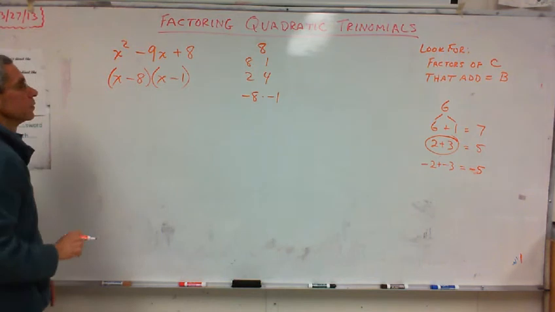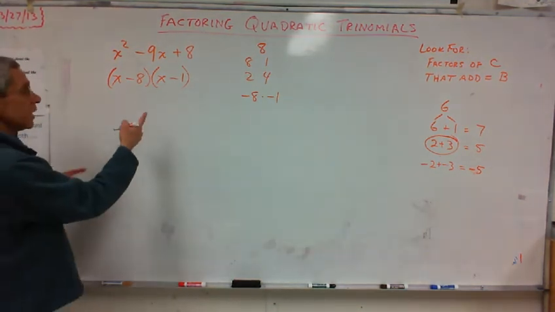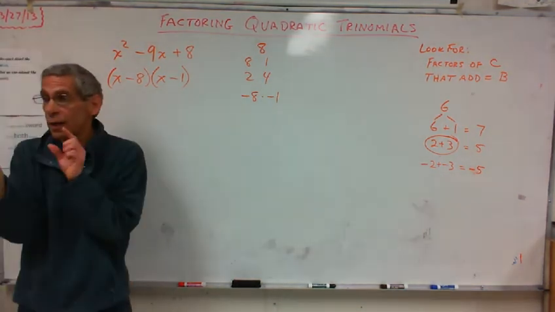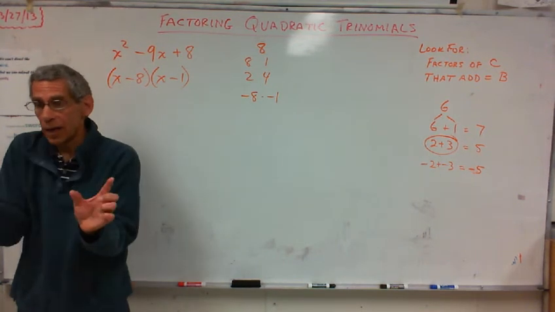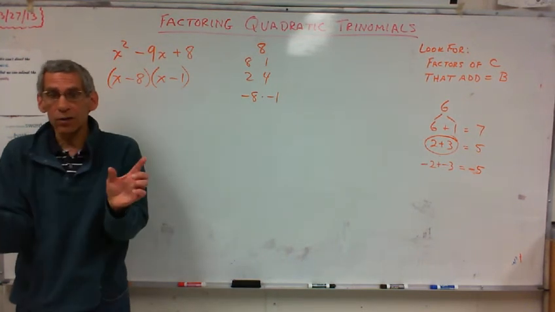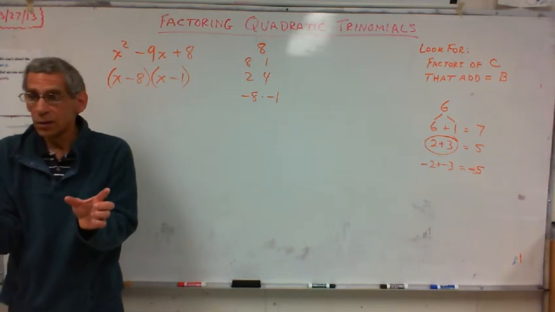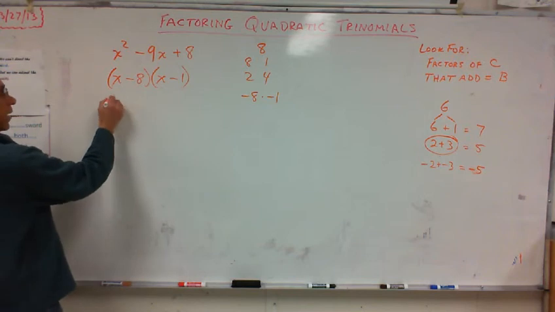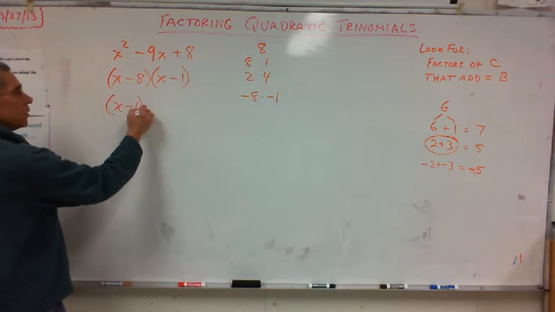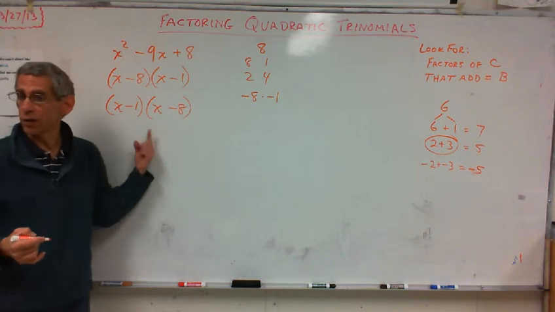Why is it the other way around? That's a good point. I'm so glad you said that, because it doesn't matter. 2 times 4 is the same as 4 times 2, right? When you're multiplying, it doesn't matter the order. That's the commutative property of multiplication. A times b is the same as b times a, right? So I could also write this as x minus 1 times x minus 8. It makes no difference which one you put first.